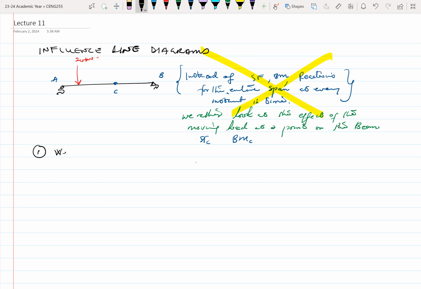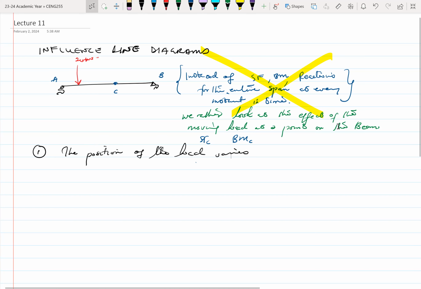One, we do not know the distance, maybe, or the position. We do not know the position, or let me put it this way, rather. The position of the load varies. I think that's better, right? The position of the load varies.